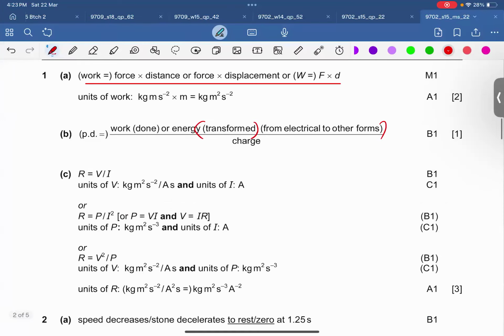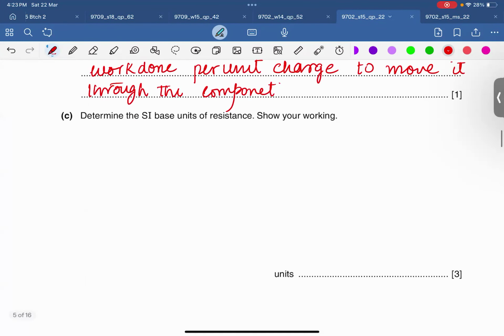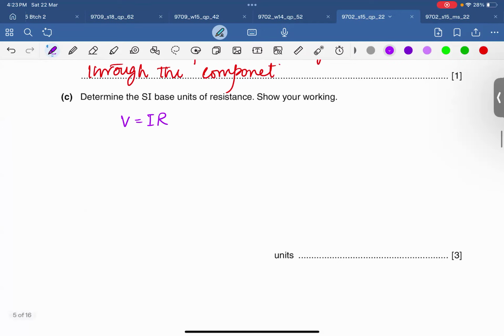चलो भाई आ जाओ. Use the SI based unit for the resistance. Show your working. Determine the SI. Okay, fine. So for the resistance, you can use V equals to IR. Okay, and we know that the voltage is equals to work done over charge. Okay. And we have the formula for work done, which is kg meter squared second negative 2, and charge is in AS. सही है, charge is in AS, okay, so AS सही हो गया.